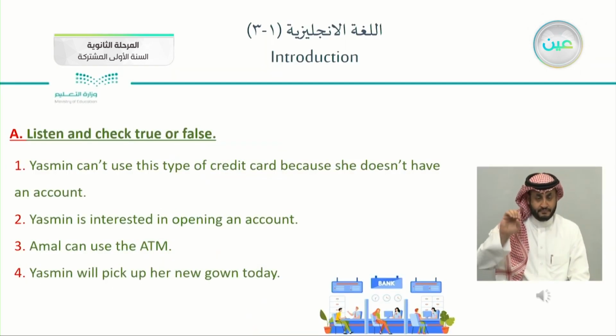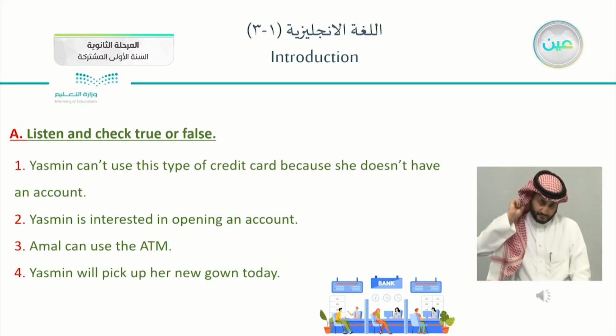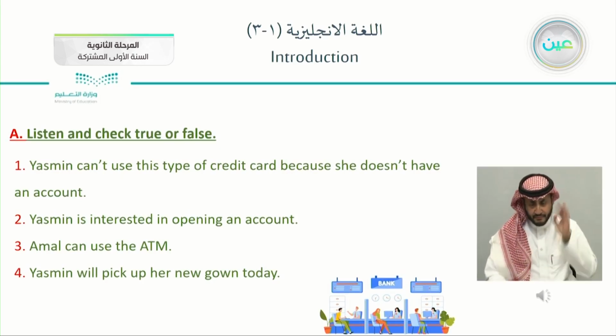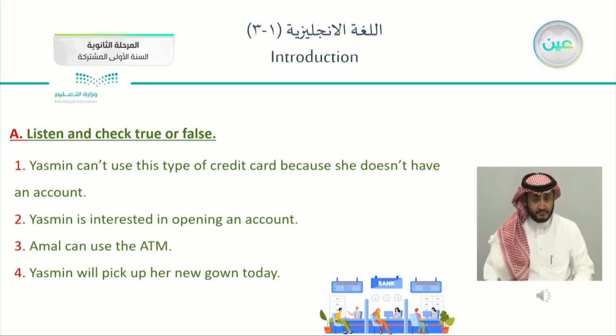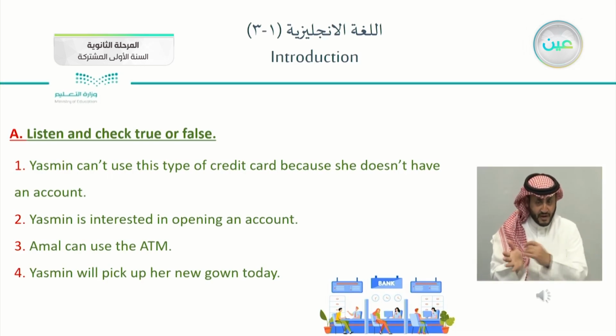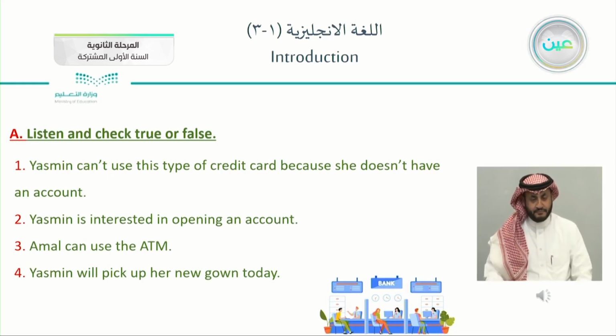Okay. Now we will listen again to the conversation between Amal and Yasmin, and you will find the answers for these. Listen and check true or false. And use this type of credit card because she doesn't have an account. Yes or no? Yasmin is interested in opening an account. Yes or no? Amal can use the ATM. And number 4, Yasmin will pick up her gown today.